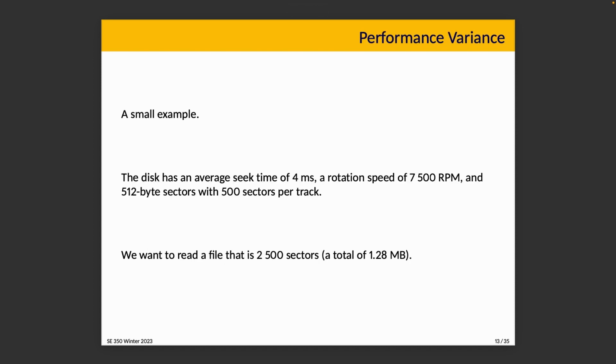Now, in a simple example, this disk is going to have 7,500 RPM. 7,200 is much more common, at least in my experience, but 7,500 has been chosen here to make the example math somewhat cleaner. So we have a disk with an average seek time of 4 milliseconds, so that's our T sub S, a rotation speed of 7,500 RPM, and 512 byte sectors with 500 sectors per track. And if we want to read a file that is the equivalent of 2,500 sectors, this makes it the equivalent of 1.28 megabytes of data.